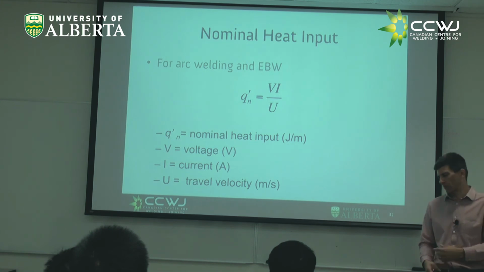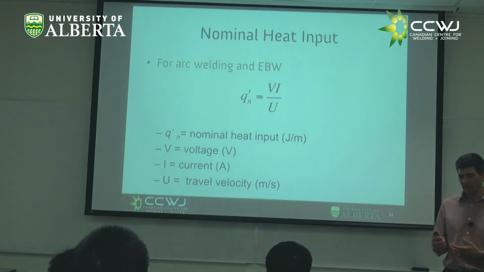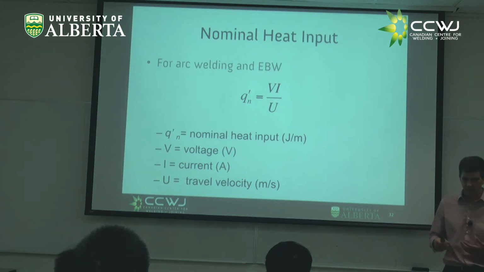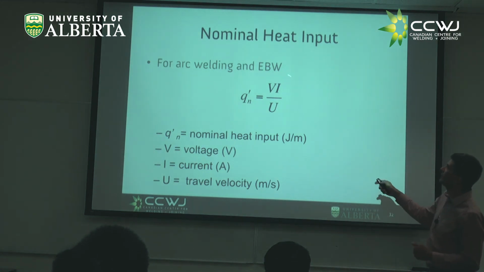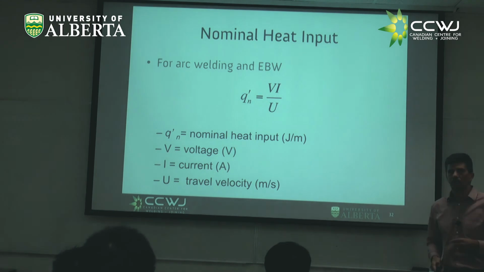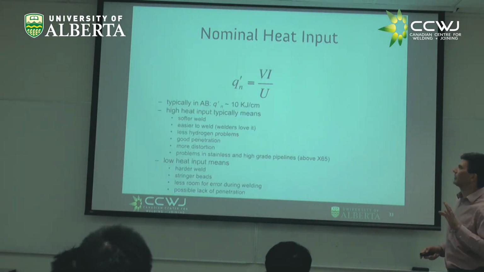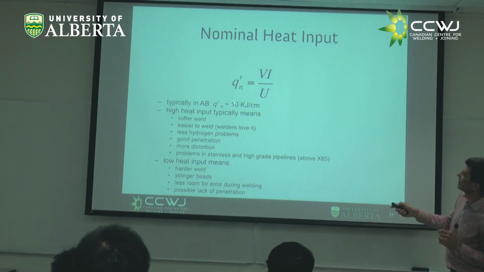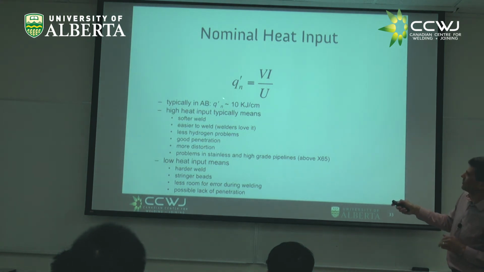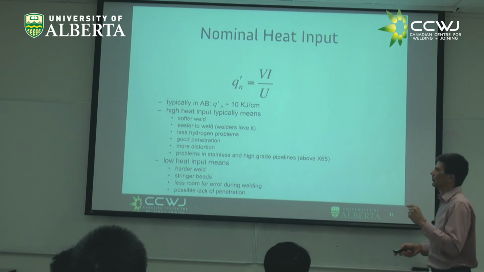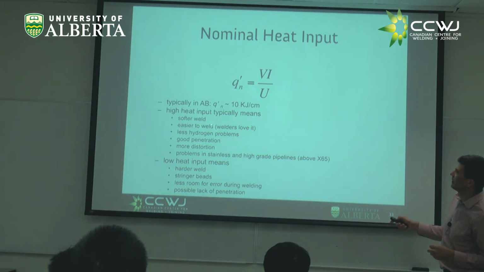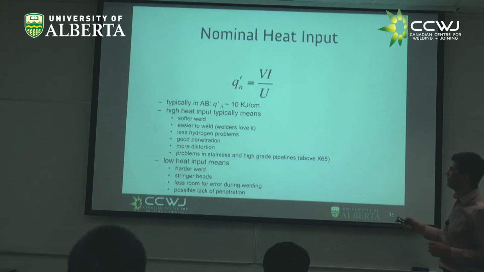So in a laser, power is power. But in electrical processes like arc welding or electron beam, it's voltage times current. This is a very common formula. Typically it's about 10 kilojoules per centimeter in our province. If you do automotive, it's about 3 or so. And we already discussed what low heat input and high heat input mean.